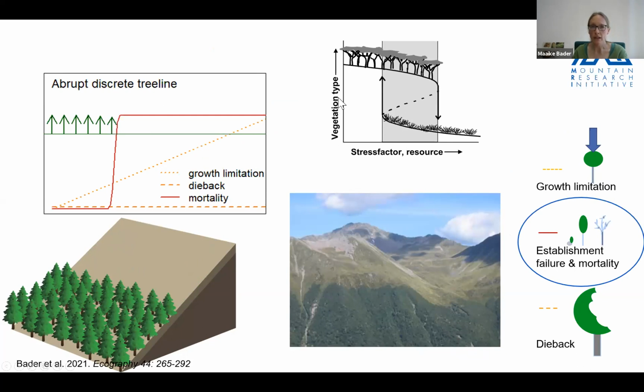So the vegetation type is on the y-axis, and at the top you have forest, and at the bottom you have alpine vegetation. If you have forest, then whatever it is, the stress factor or the resource is at a certain high level. So let's say it's no.